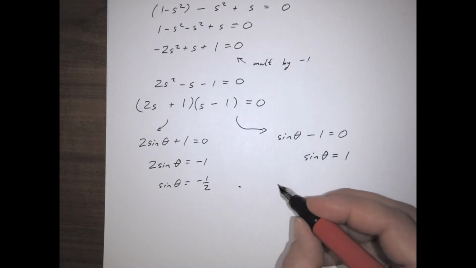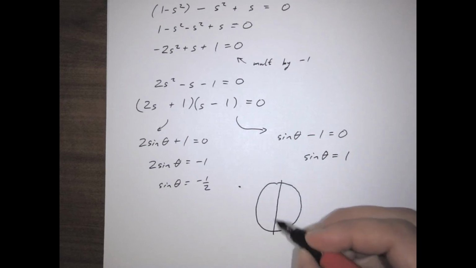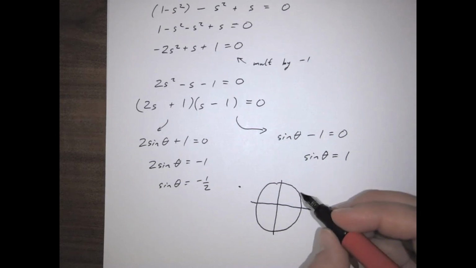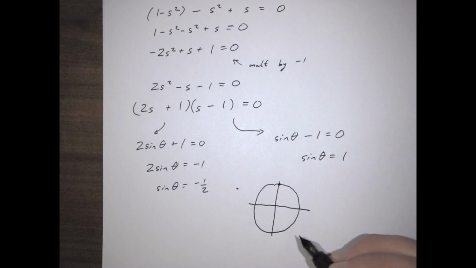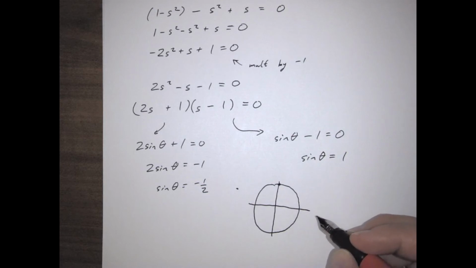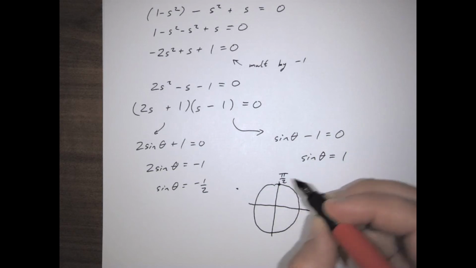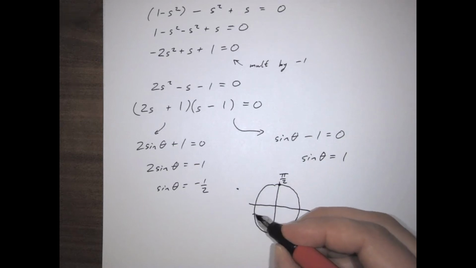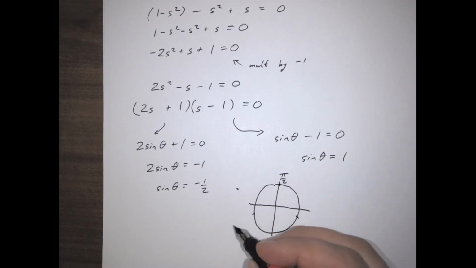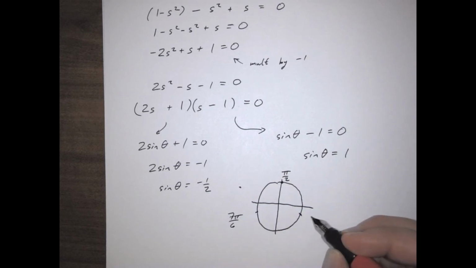So those are the two facts that can get us to this result. And we just have to find the thetas that will make that happen in the 0 to 2 pi range. So sine theta equals 1, that's going to be pi over 2. Sine theta equals negative 1 half. So remember, sine is the y, so that's going to put us there and there. So that's 7 pi over 6. And this one is 11 pi over 6.